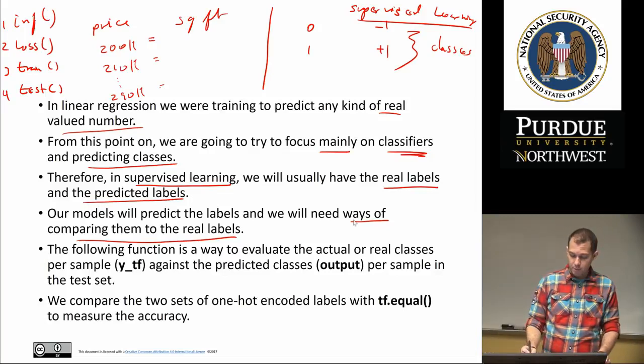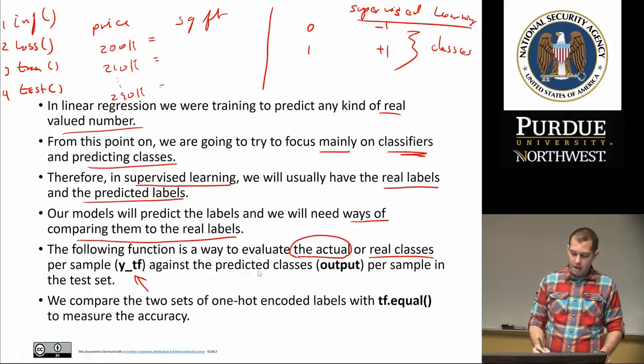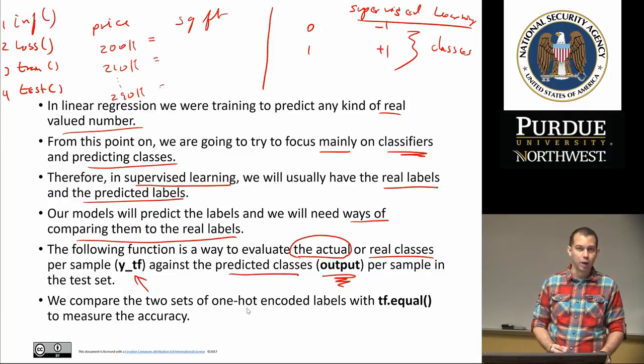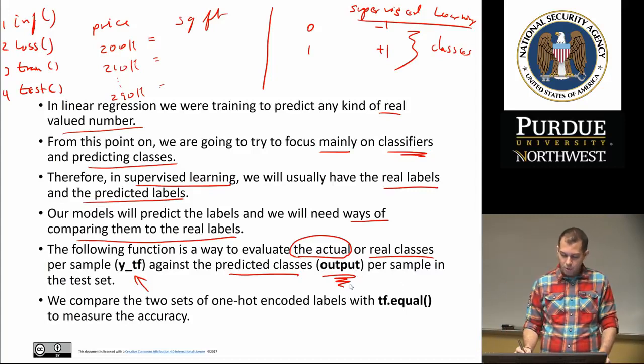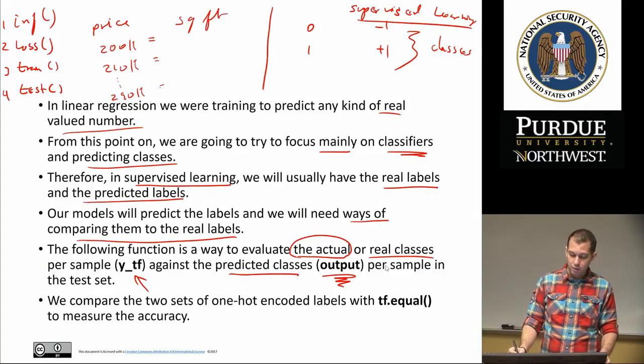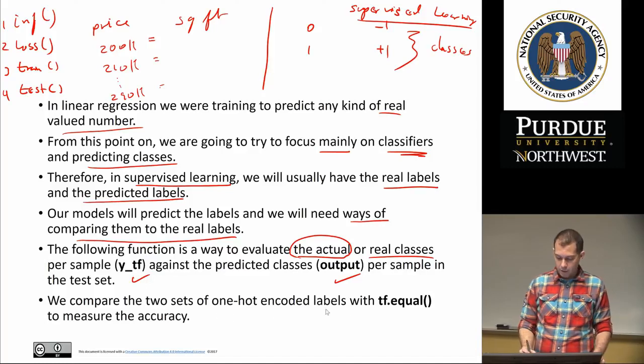Our models will predict the labels, and we will need ways of comparing them to the real labels. The following function is a way to evaluate the actual or real classes per sample, which, if you remember, are located in placeholder y_tf, against the predicted classes, which will be in output. The only problem, as I said, is that the ones in output are one-hot encoded, so we'll need to do a little bit of modification on them. So these against these, per sample in the test set. We compare these two sets of one-hot encoded labels with a new function.